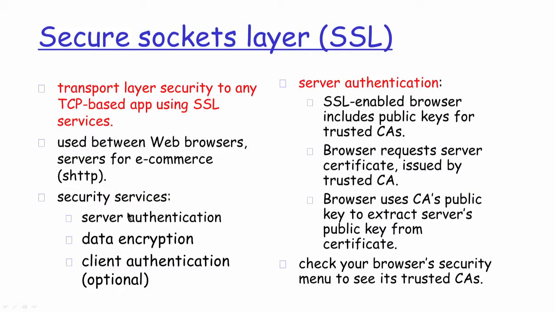So how is the server authentication done? An SSL enabled browser includes the public keys for the trusted certificate authorities. CA means certificate authority, the entities who are authorized to give digital certificates to individual entities. The browser will request the server certificate initially, and it will allow only if that server certificate has been signed and issued by a trusted certificate authority.